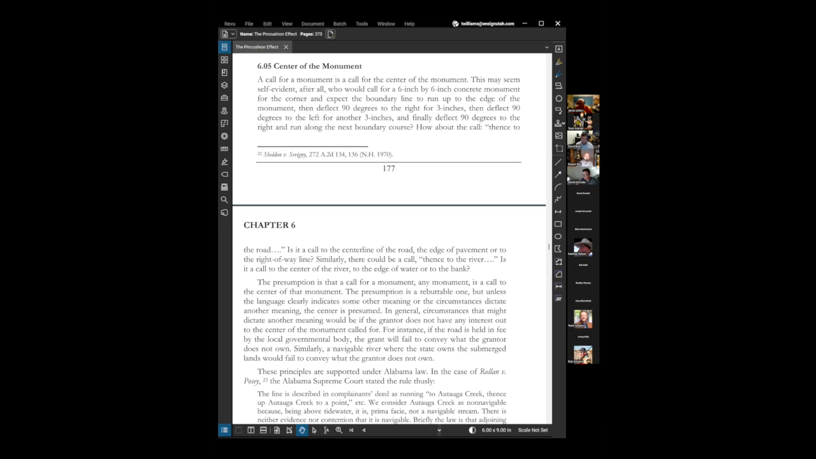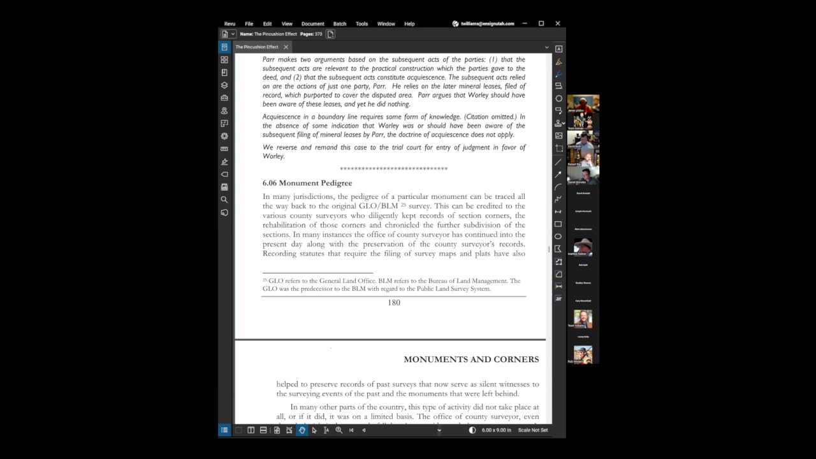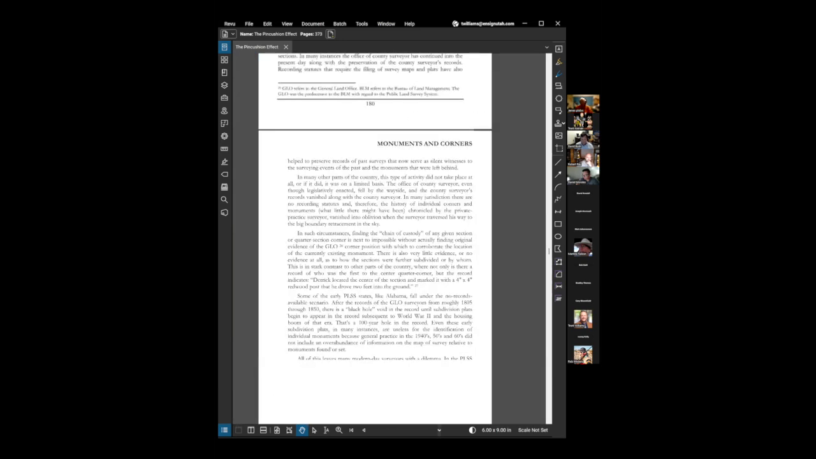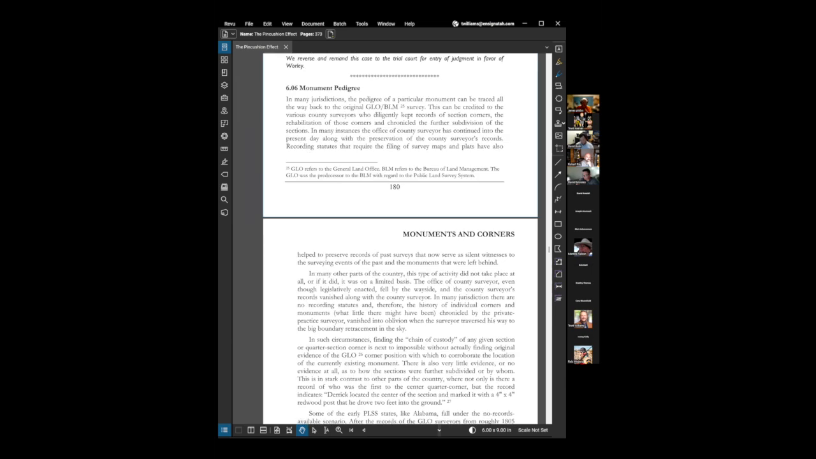Okay, I'm going to jump way ahead here. Monument pedigree, 6.06. I want to throw it out to the group again, get you guys discussing, in case I keep cutting out here. What do you guys do in your states to ensure monument pedigree? And I think in this case, we're probably talking about government monuments, if you will, section corners, GLO monuments, something that might have perhaps a corner record or regular survey ties. What are the requirements in your states?